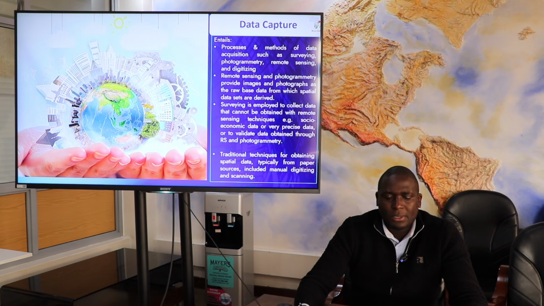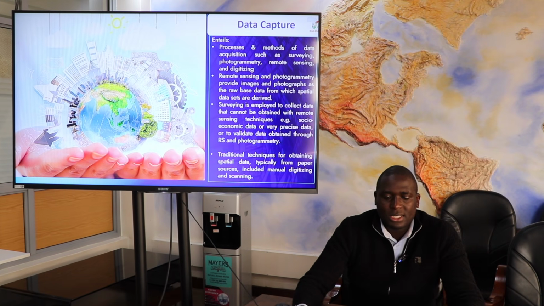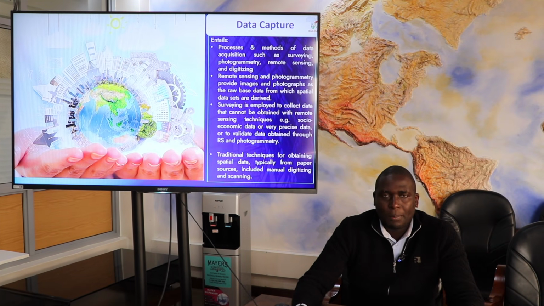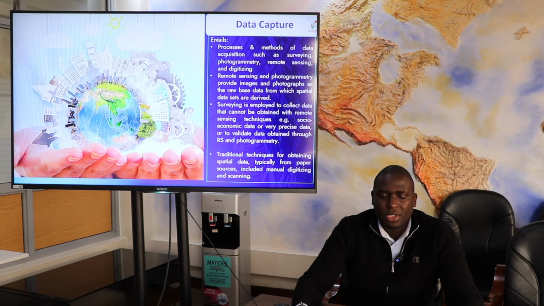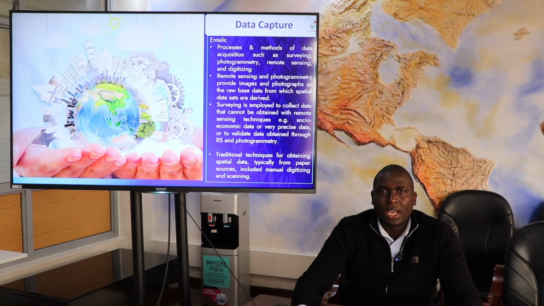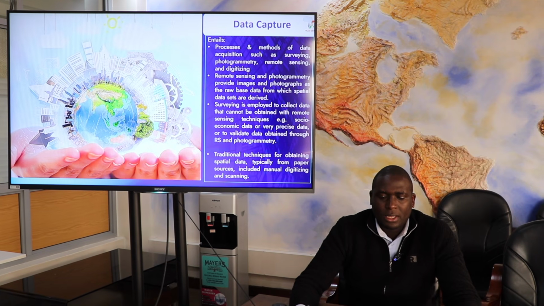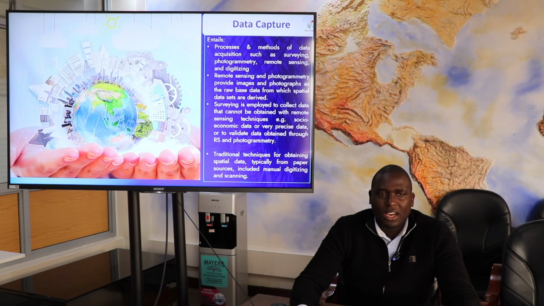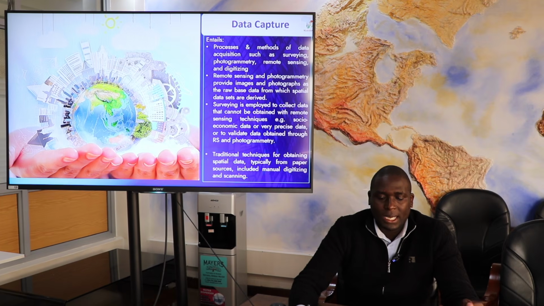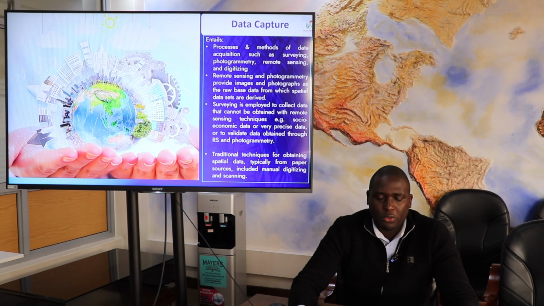Remote sensing and photogrammetry capture data in the form of images, which now form data sources within the GIS system. And from these images, we are able to derive GIS data. Surveying, on the other hand, refers to collection of information from the position of the objects. It is used to collect socioeconomic data, or even to collect coordinate information of features.